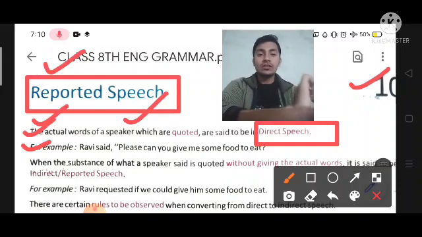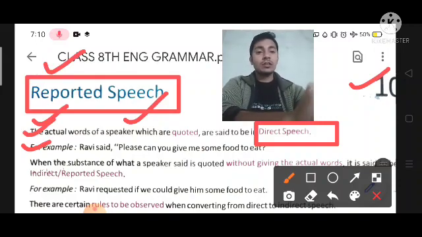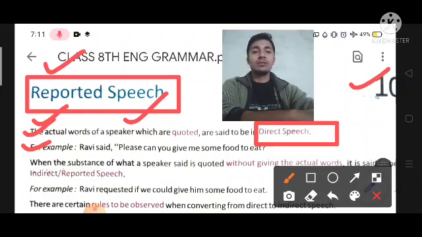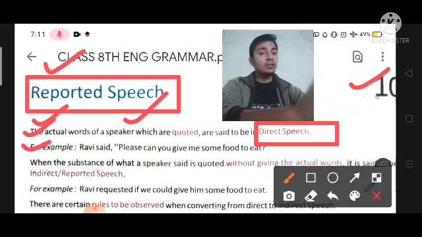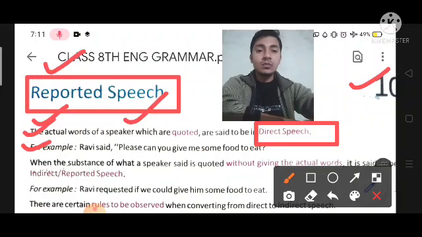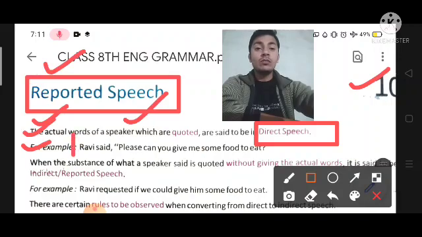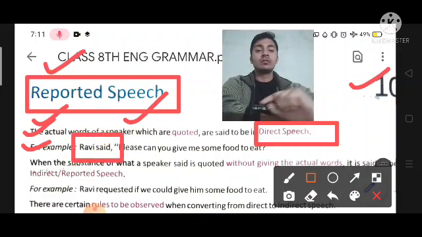So listen now, the example, Rabi said. Over here is the speaker, that is the name, you can say Rabi. So there is a speaker that is reporting something. Listen very carefully. There is a reporter. Who is the reporter? Who is reporting? Over here you can say Rabi is reporting something. Rabi is the speaker who is reporting something. So one thing you will keep in your mind, who is reporting over here? Rabi is reporting something.